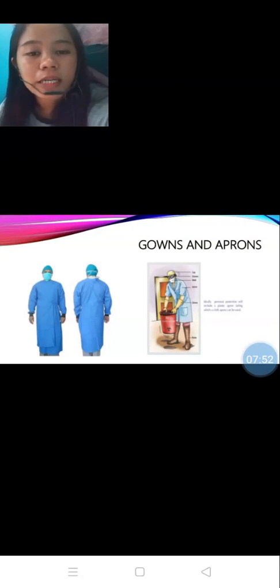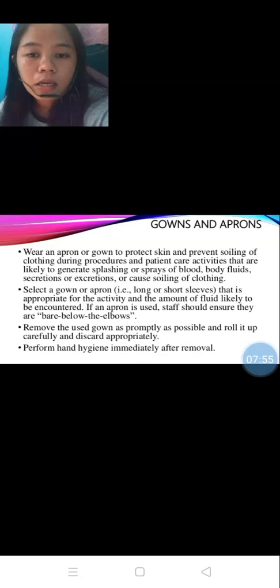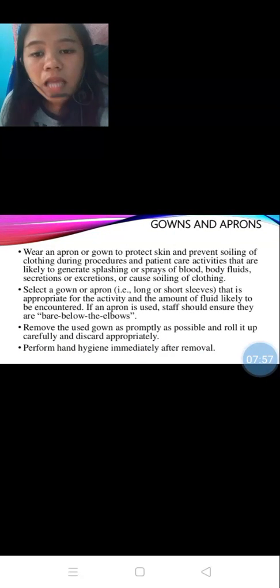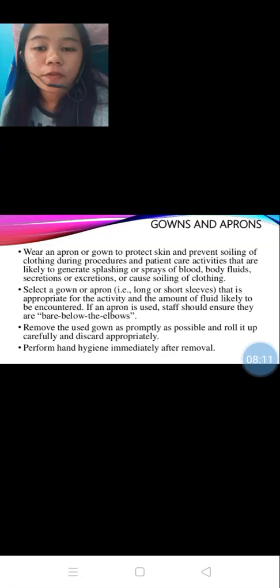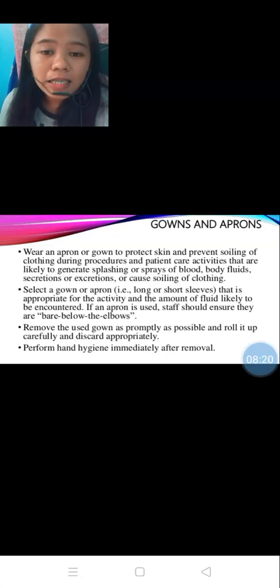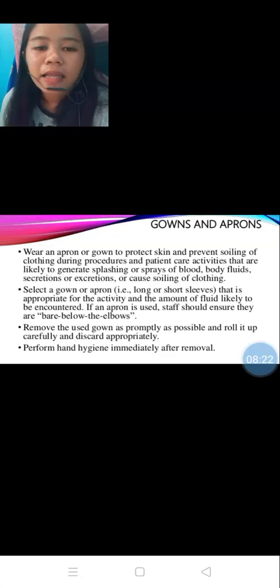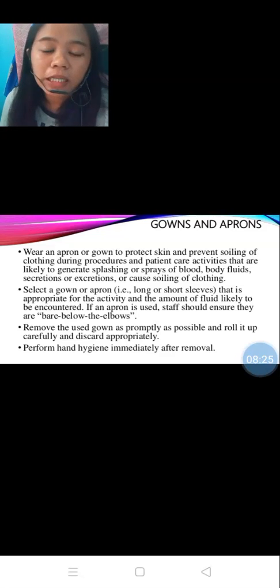So they also use gowns and aprons. Why would they use them? They wear an apron or gown to protect skin and prevent soiling of clothing during procedures and patient care activities that are likely to generate a splashing or spray of blood, body fluid, secretions or excretions, and/or cause soiling of clothing. They select a gown or apron, long or short sleeve, that is appropriate for the activity and the amount of fluid likely to be encountered.